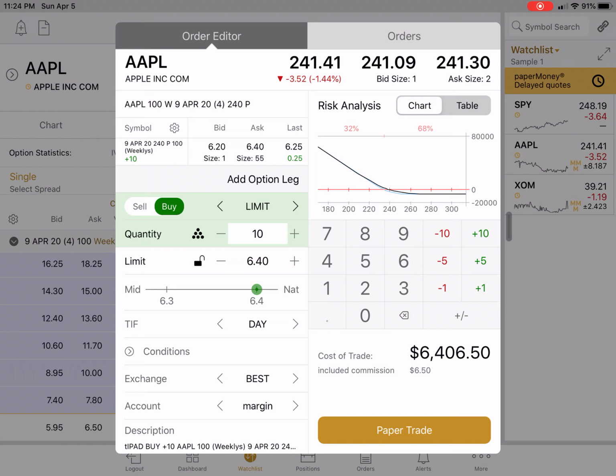As soon as I tap on it, an order editor comes up, and notice this is a vertical spread. So there are two option legs in a vertical spread. The one that I have over on the upper left hand side on the order editor says 9 APR 20 240 put 100 weekly. Well, first of all, I'm going to change the quantity from 10 contracts into 1.